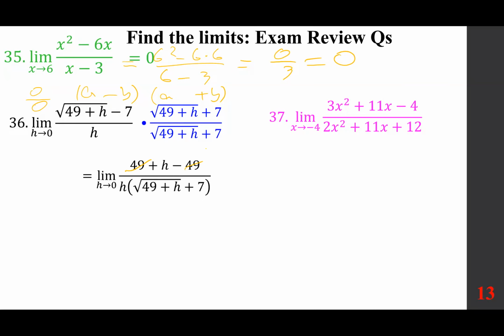These two cancel each other. You have the h in the denominator, the h in the numerator, they cancel each other and we get 1. If we plug in 0, square root of 49 becomes 7. 7 and 7 is 14. So 1 over 14 is the final answer.